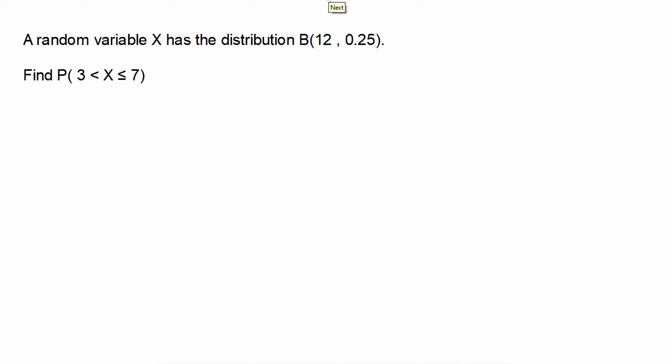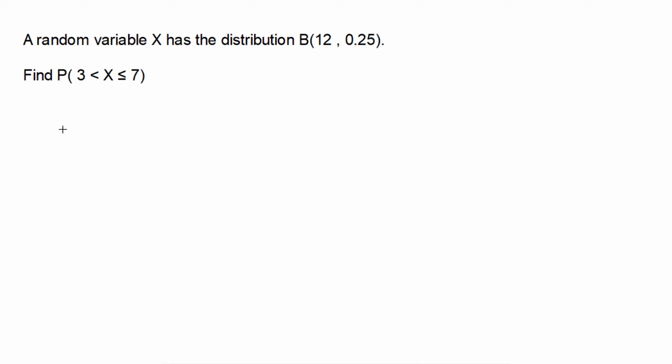Let's have a look at our last example today. So binomial distributions may not always be asked in a context. They may be asked just sort of more abstract. And this is one of these types of things. So a random variable x is distributed B, so it's binomial of 12, 0.25. So there's 12 trials and a probability of success of 0.25. Find p of 3 is less than x, which is less than or equal to 7.